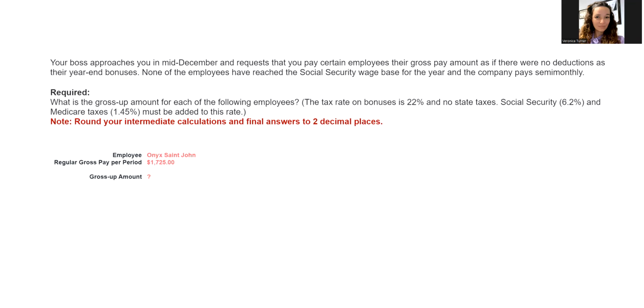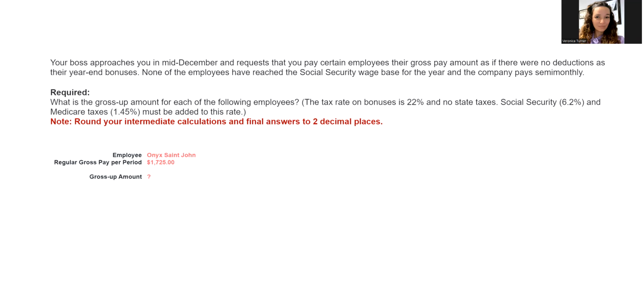What this means is that the employee usually gets, for example, this individual gets $1,725 gross. If I don't do the gross up method, their physical paycheck, their net pay, would be lower than $1,725 because they're going to be taking out all the taxes, the state tax, the Social Security, the Medicare tax, etc. So for this company, what they want to do is give a bonus, give them more so that their net check is actually the $1,725, which is normally their gross pay.